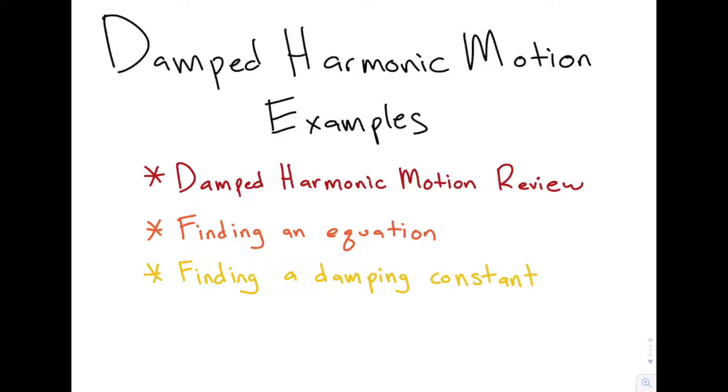In this video, we'll look at some examples of damped harmonic motion. So first, we'll just talk through damped harmonic motion again. We'll do an example of finding an equation of damped harmonic motion for a specific physical situation. And we'll do an example on finding a damping constant.